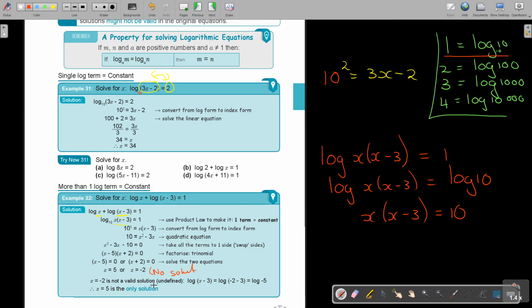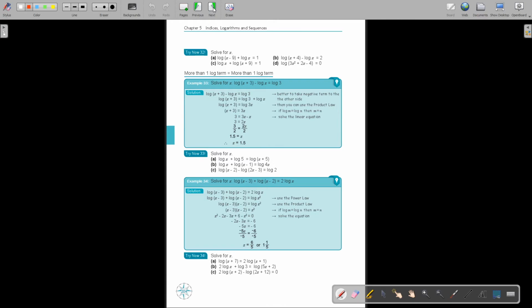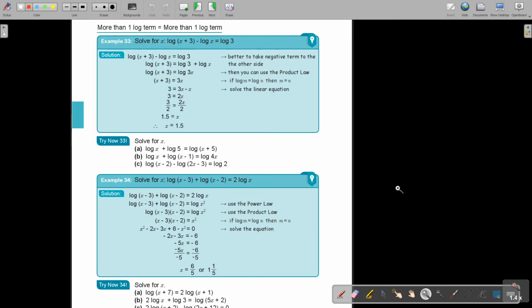So remember always, with logs, you have to test the answers. It's just like in algebraic fractions, when you are having an x at the bottom, you have to test that you don't divide by 0. So then you also test your answers. Okay, the next one. Okay, let's just go to the next one.